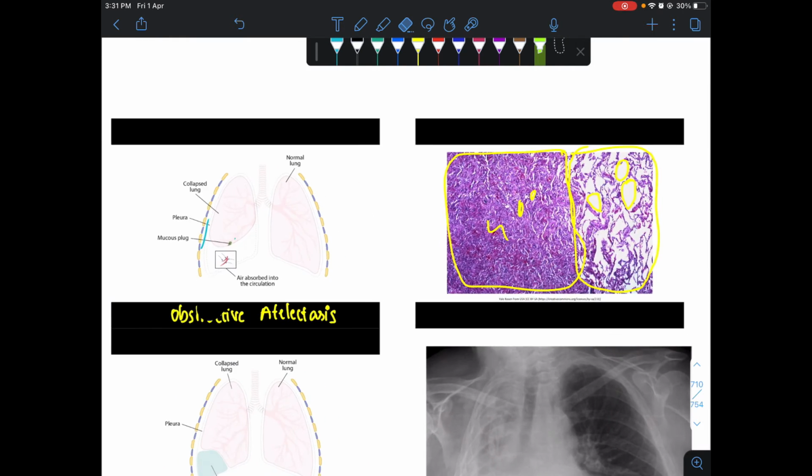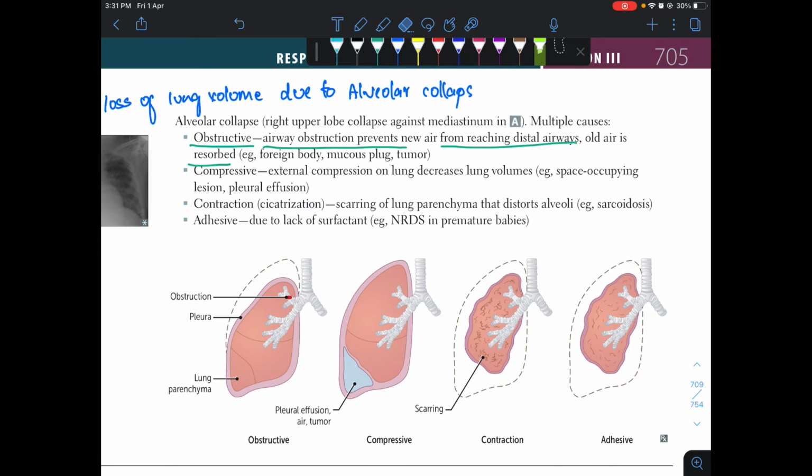Next type of atelectasis is compressive atelectasis. Here, the compression can be due to any space occupying lesion or pleural effusion. If there is any pleural effusion, that can also obstruct the airways, and due to this external compression, the lung volumes are reduced. As we can see here, this can be pleural effusion or a tumor. This is compressing the normal lung, and this causes compressive atelectasis.